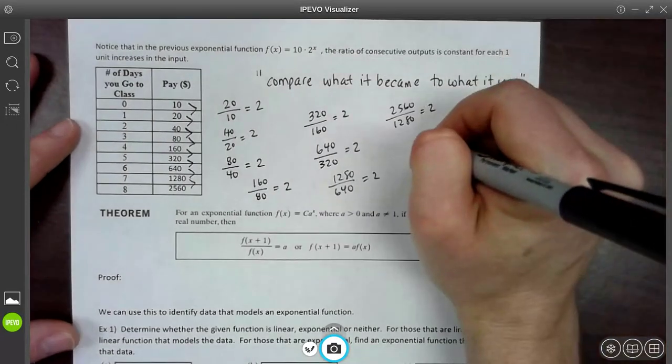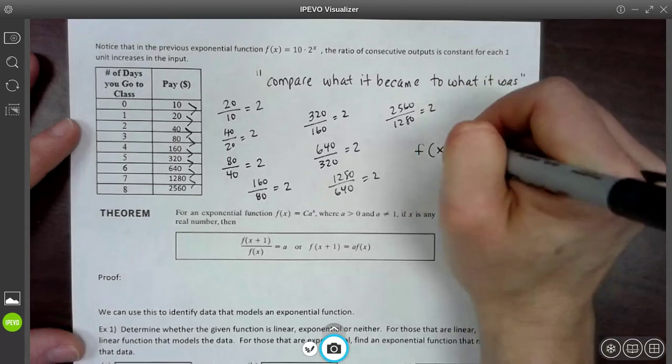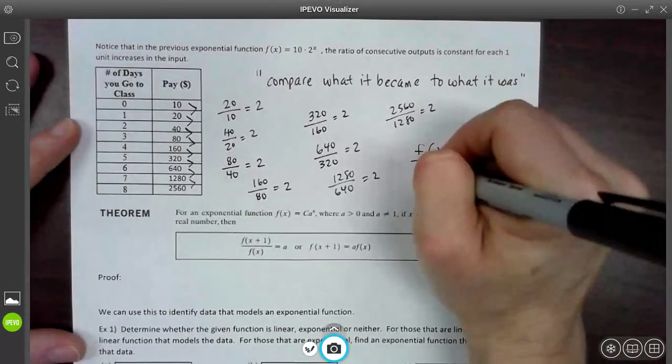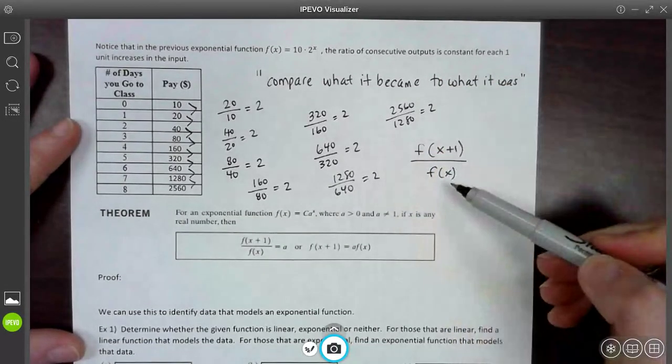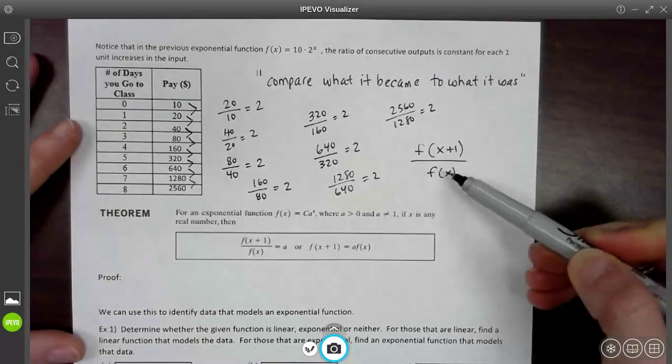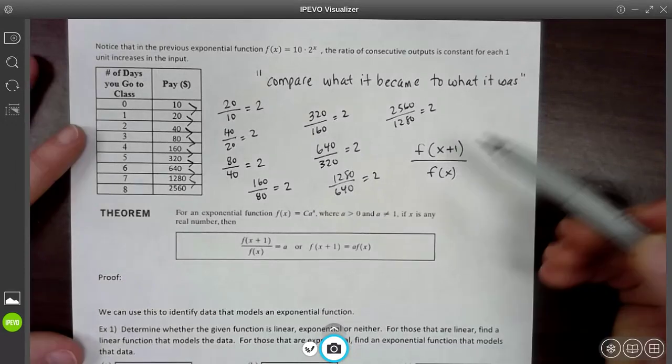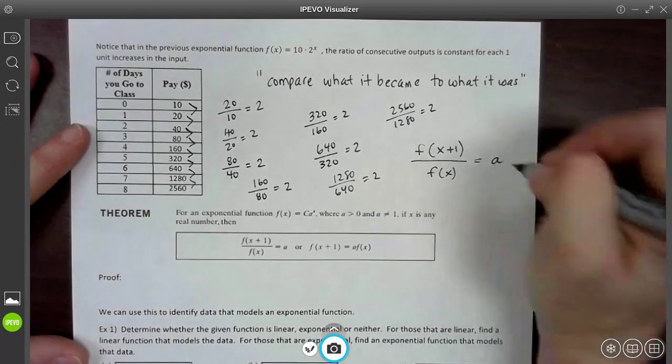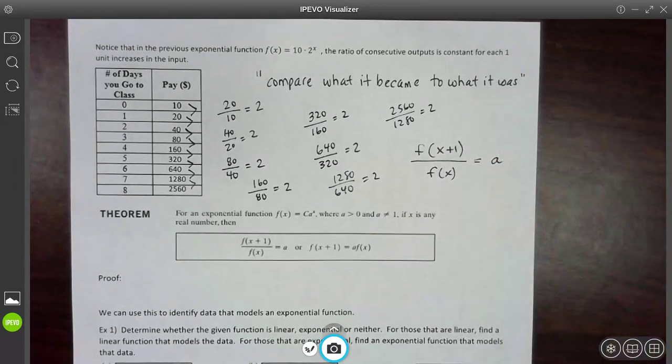So in a nutshell, they say f of x plus 1 over f of x, right? This is what it was, your original input. This is the next consecutive input, x plus 1. This would be 2, this would be 2 plus 1, this is 3. Always equals that growth factor a. What it became compared to what it was always equals your growth factor. That's how you can look at data and know that it is exponential data.